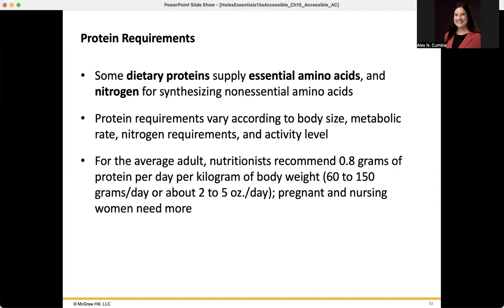For requirements, we have different dietary proteins that we need to consume in order to get those essential amino acids to help us survive. They help us make new DNA, right? Help our cells restore themselves, things of that flavor. For the average adult, nutritionists recommend 0.8 grams of protein per day per kilogram of body weight. And pregnant and nursing women may need more, okay, depending on those regulatory requirements.